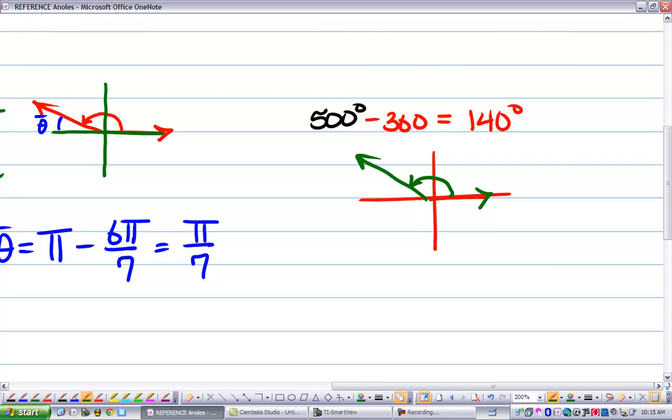And we're looking for the reference angle, looking for this angle here. So we simply just do 180 minus theta, and the answer will be 40 degrees.